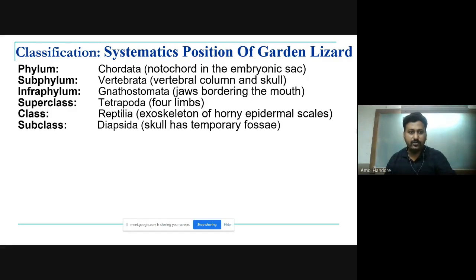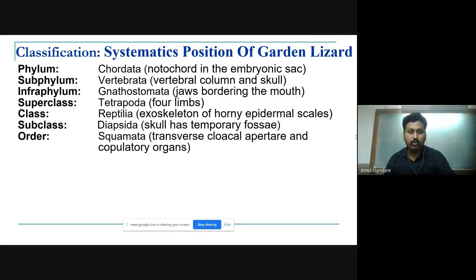Now they are classified into subclass Diapsida. So we know that there are openings or fossae in the skull. Based on this, we are going to study different types of skull in our final chapter. So they belong to a group or subclass, that is Diapsida, where the skull has these two fossae. Now they belong to order Squamata. What do you mean by Squamata? They have the cloacal aperture present in the transverse position, as well as the presence of a copulatory organ for copulation.